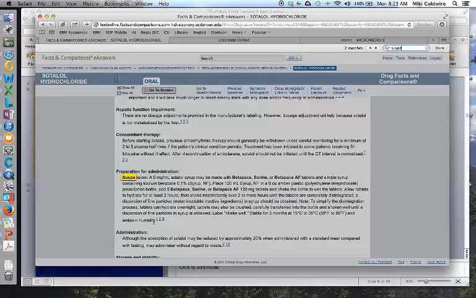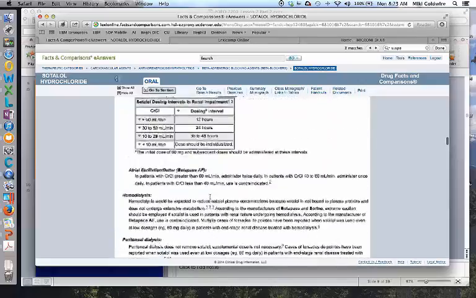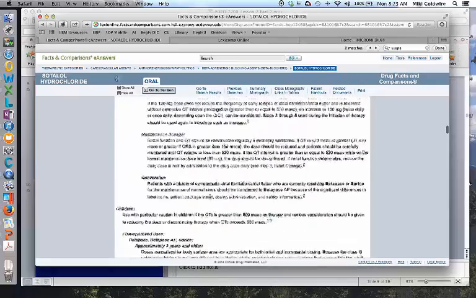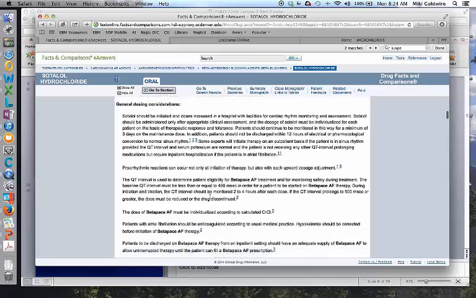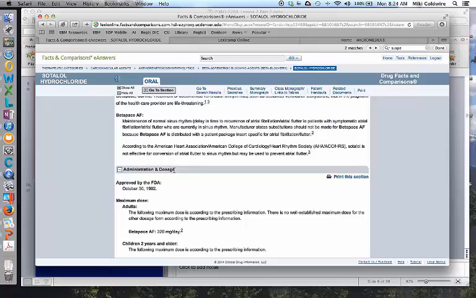So I notice now, as for suspension, preparation for administration, a 5 milligram per mL sotalol syrup may be made with the tablets in simple syrup. So I could tell the nurse that yes, we can make an extemporaneous suspension for that patient. If I go back, I can see that this was under Facts and Comparisons in the administration and dosage section.